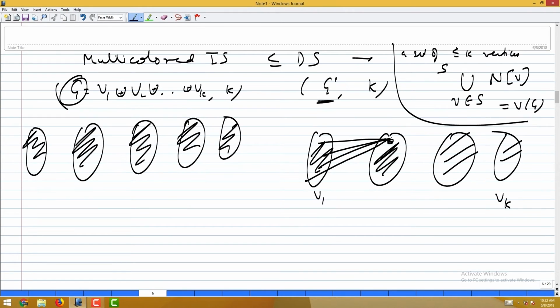Right, I might give you, for example, suppose these edges are not here now. Suppose I am able to give you a dominating set that picks one vertex from each of these color classes. I might give you a dominating set where these two vertices already have an edge. So this will not correspond to an independent set there, right? So these are the two problems that we have to take care of.